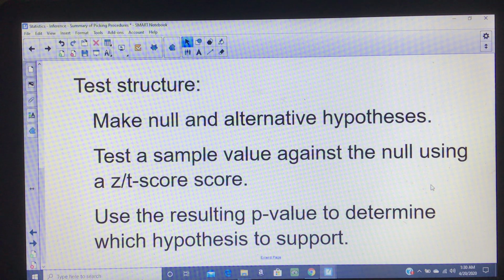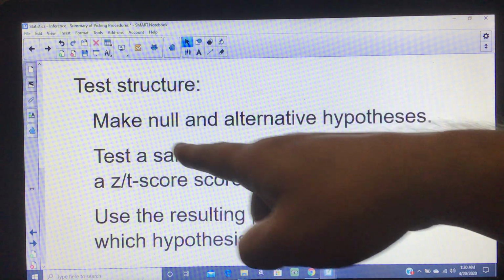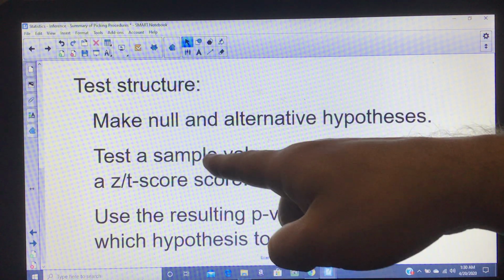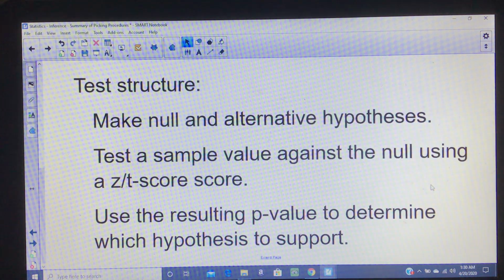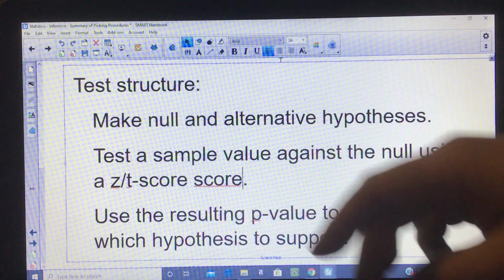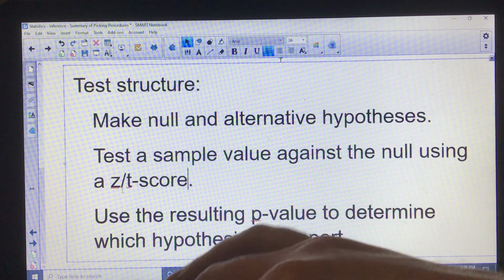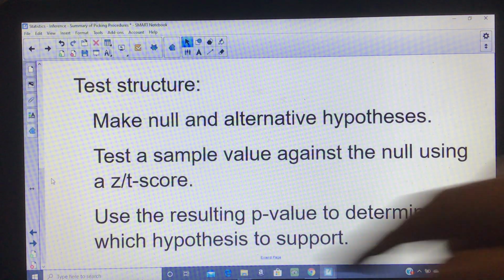So the point of the test is you've made an assumption with the null. You want to see if your sample is consistent with the null, or if your sample is super rare and doesn't seem to support the null but supports the alternative. So what you do is you test your sample value on a normal or t-curve against the null, and you generate a z-score or a t-score based on your sample compared to your null. Once you get a z-score or t-score, you use the resulting p-value.